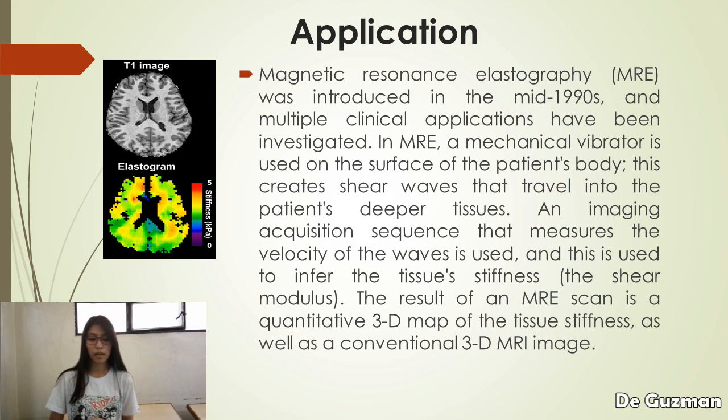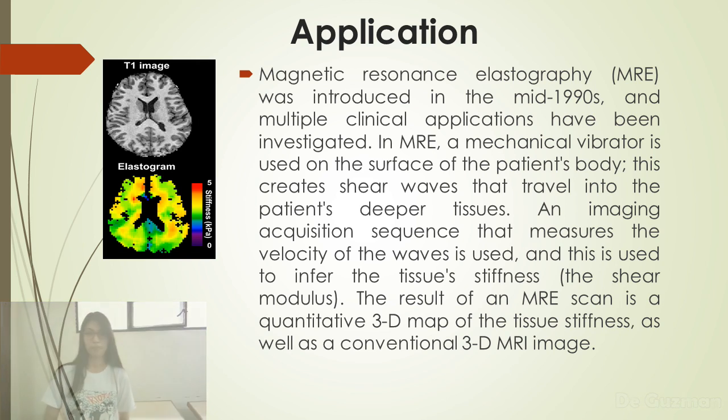One application in elastography is magnetic resonance elastography. In this process, it uses a mechanical vibrator on the surface of the body, then shear waves will be produced in it. Then the shear waves will travel through the patient's tissues. And then after that, the velocity of the waves is used to infer the stiffness of the tissue. Other applications of elastography are ultrasound elastography, transient elastography, or quasi-static elastography.